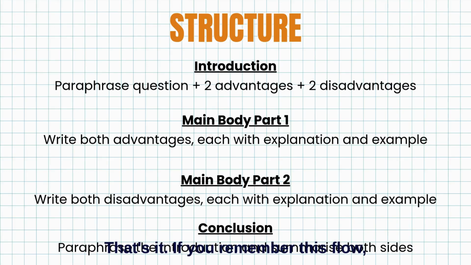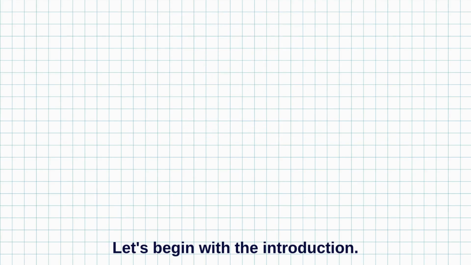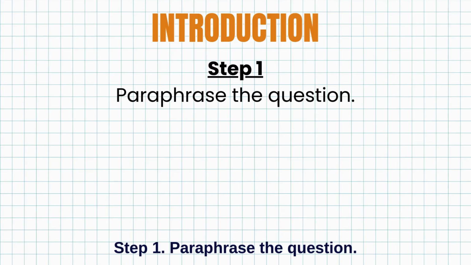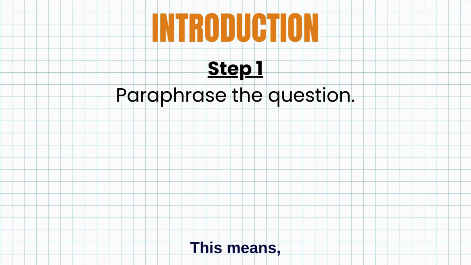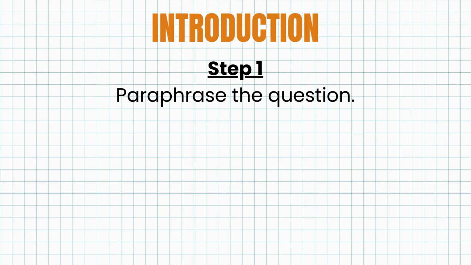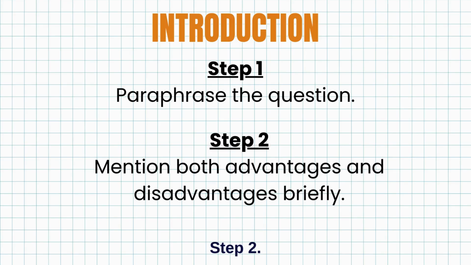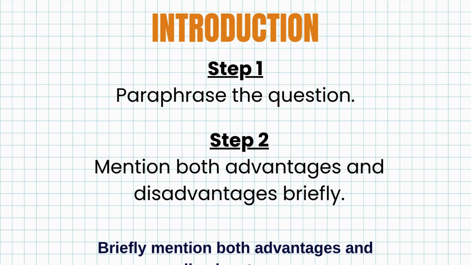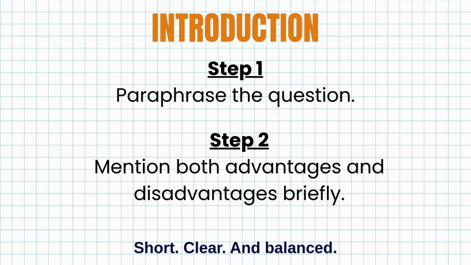That's it. If you remember this flow, your ideas will stay organized and your essay will automatically become clearer and more logical. Let's begin with the introduction. Step 1. Paraphrase the question. This means rewrite the question using your own words. Step 2. Briefly mention both advantages and disadvantages. Just one sentence. Short, clear, and balanced.